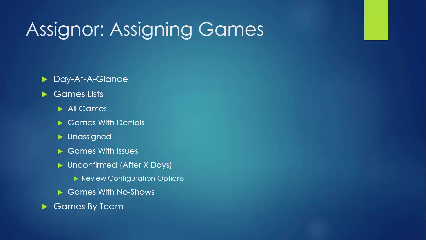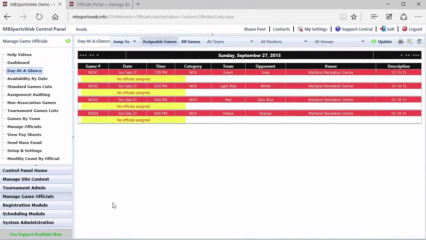Now in the previous two videos we looked at how to set up the officials themselves, and part of that process was defining their qualifications and experience. And in the last video we also looked at how to set up the default settings for each of those teams. The more time you spend on getting the system set up the way you want, the easier the assigning process becomes. So back in our demo site, we're looking at the Game Officials module and on the Day at a Glance page.